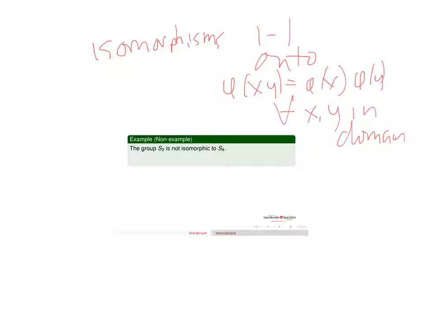But let's start with a couple of non-examples here. S3 is not isomorphic to Z2 times Z2... two groups. Why is this? They have different orders, so they can't be 1-to-1 and onto. So isomorphic things have to have essentially the same number of elements. If it's finite, they have to have the same order. If it's infinite, they have to be the same sort of infinite. You couldn't have something countable being isomorphic to something that's uncountable. You need 1-to-1 and onto. So here's another non-example.